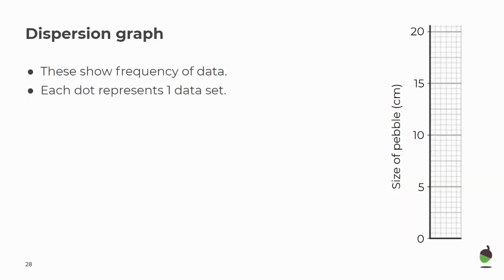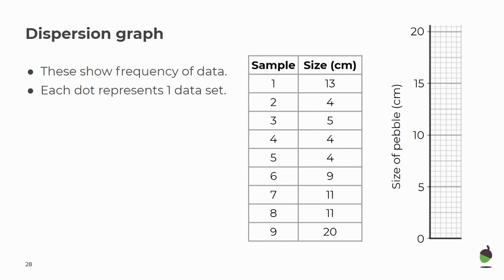How would we show this data though? We've got 9 sample sizes. How are we going to put it on a graph? Sometimes in geography we use a dispersion graph. These show frequency of data. Each dot or cross represents one data set. Let's have a look at that data table again. Up the y-axis we have the size of the pebble, and along the x-axis we will show frequency. So sample number 1 is 13 centimetres. That would be plotted on the graph here.